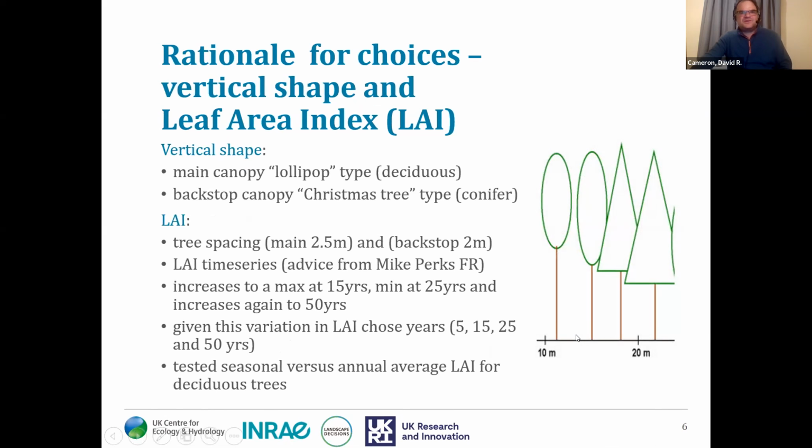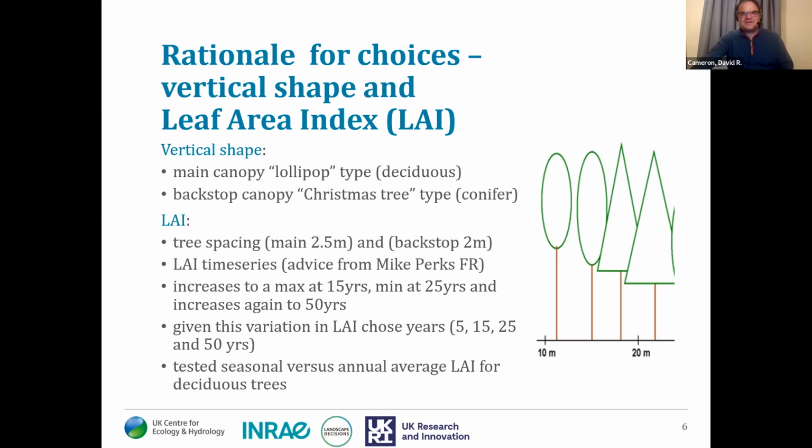So we also needed to make choices about the shape of the trees. So generally there's 2 canopies, a main canopy, and it often has a deciduous canopy. So we chose a kind of lollipop type shape for that. And as Bill described, we often have a backstop canopy as well, and that's often conifers. So for that, we have a Christmas tree type shape. And then we needed to choose a leaf area index. So the main canopy has got a spacing of about 2.5 meters, and the backstop a spacing of 2 meters.